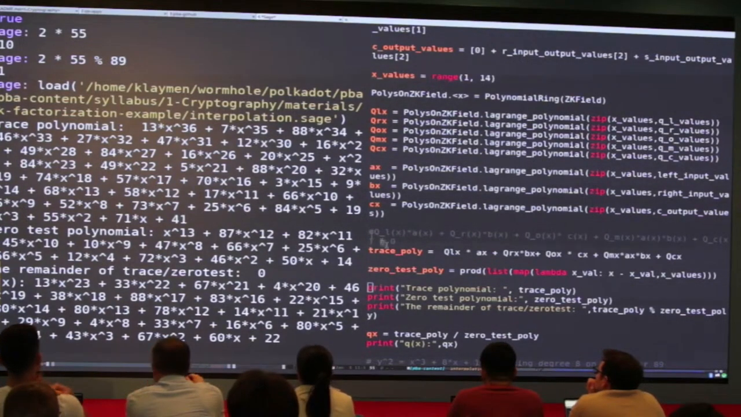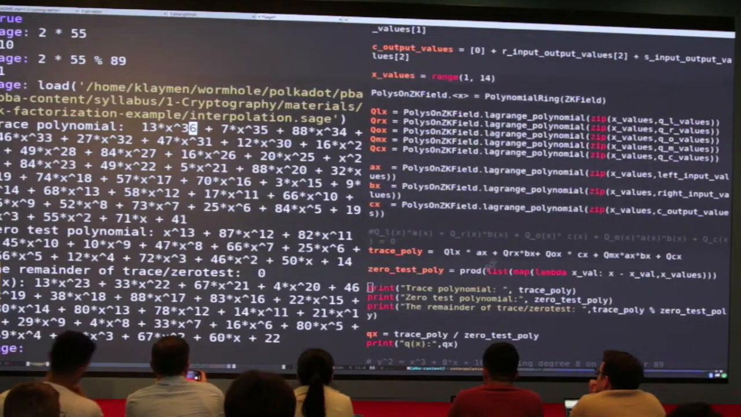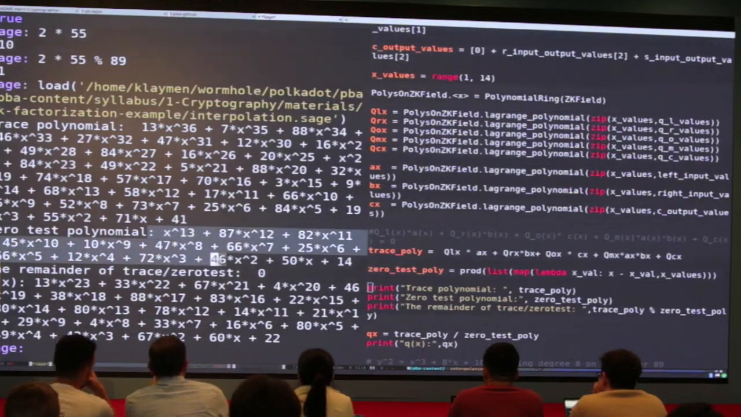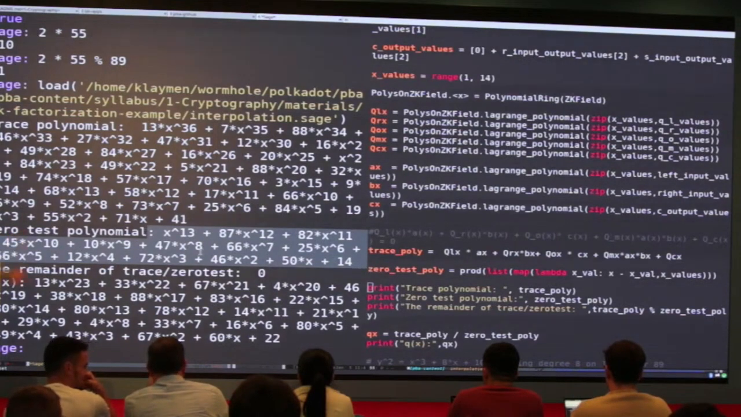Then I made the 0 test polynomial, which is x minus 1 times x minus 2 times x minus 3 times x minus 4, right? This is x minus x value, where the x value goes from 1 to 13. I multiply them together and get the 0 test polynomial here. You see this is a degree 13 polynomial, right? I multiply 13 degree-one polynomials, and I get a degree 13 polynomial.